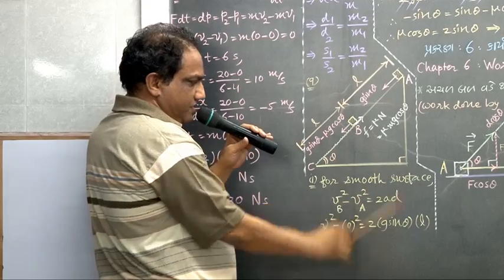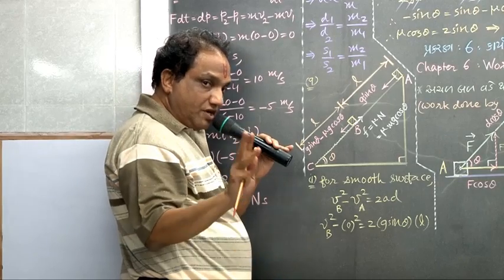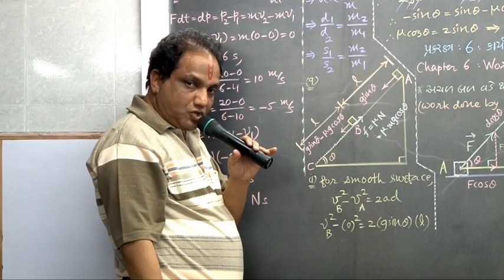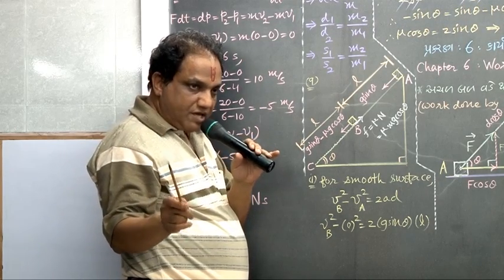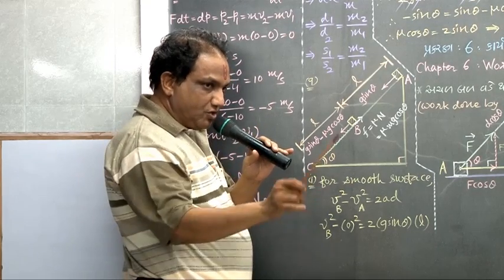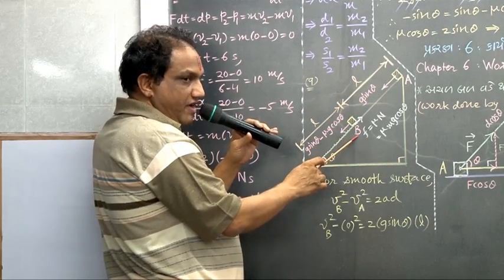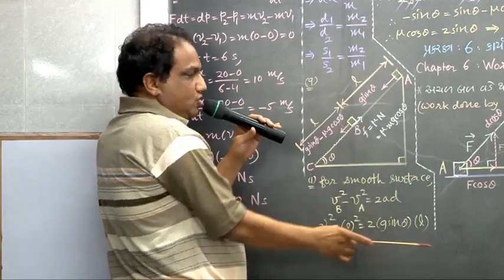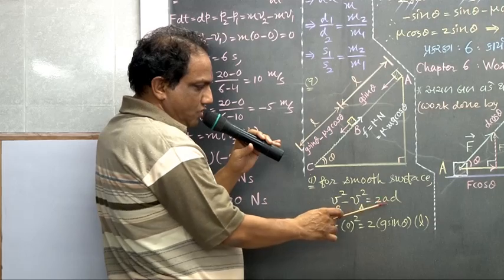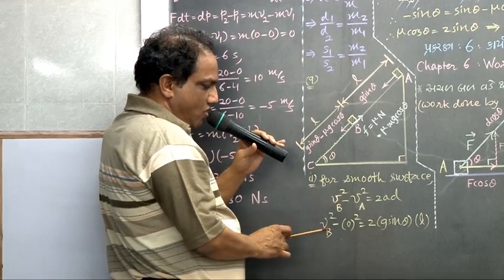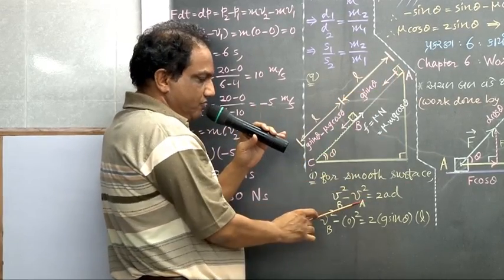Now for the smooth surface, apply the equation of linear motion for constant linear acceleration. Third equation: V square minus V0 square equals 2AD. Don't say V square minus V0 square. Say square of final velocity minus square of initial velocity is equal to 2AD. When the body is going from A to B, here it will be final velocity and here it will be initial. So VB square minus VA square equals 2AD. Simple, huh? VB square I want. VA I should take 0 because the body started here from a state of rest, so initial velocity is 0.